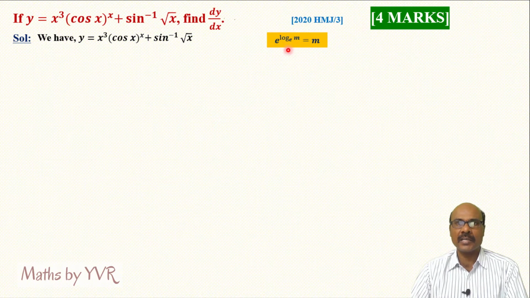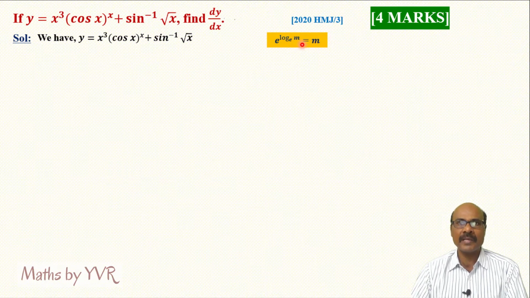So what is that property? e power log m base e is equal to m. That means the base of the function and the logarithmic base are both the same. If you observe here, the base of the function is e and the logarithmic function base is e. That's why m is the answer.